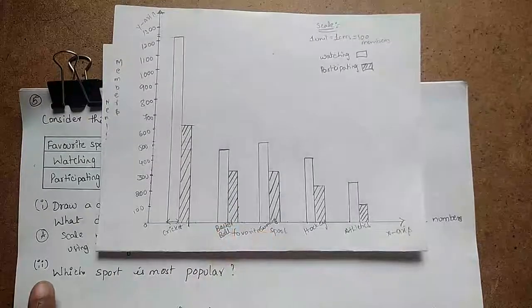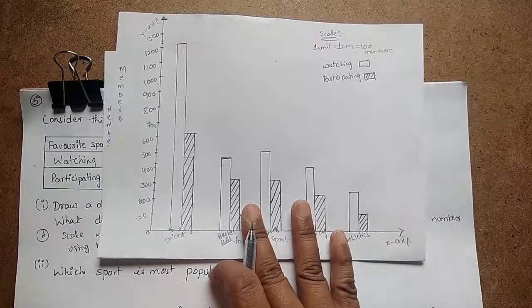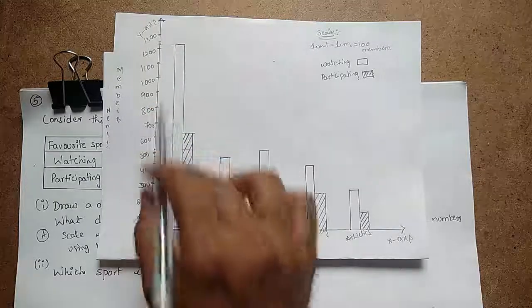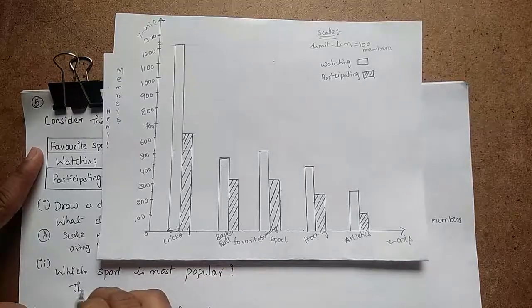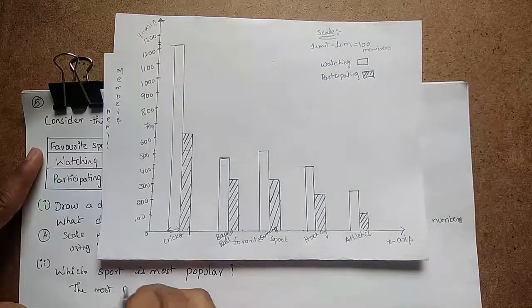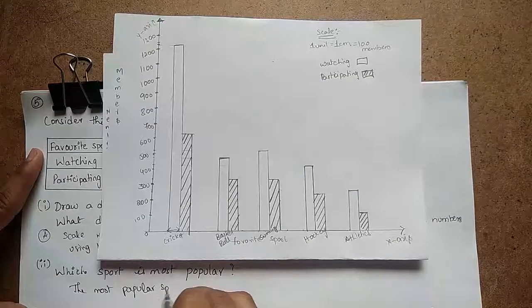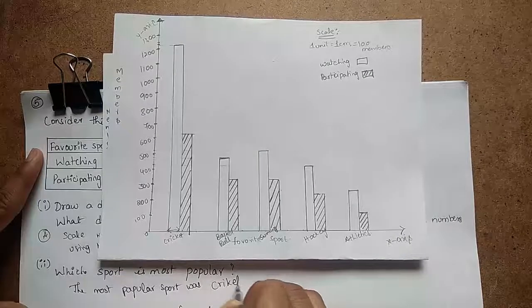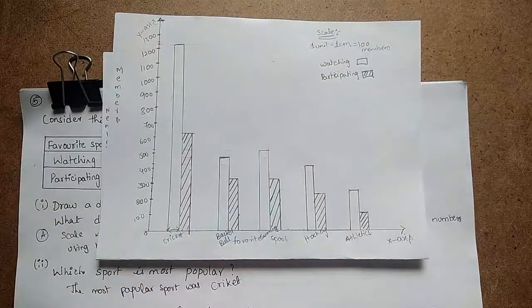Next, coming to the second, which sport is most popular? See here in a bar graph we can conclude that easily. The highest bar in the graph is nothing but cricket. So the most popular sport was cricket. The graph itself tells it was the highest in the height of the collection of data. So this was the popular one.